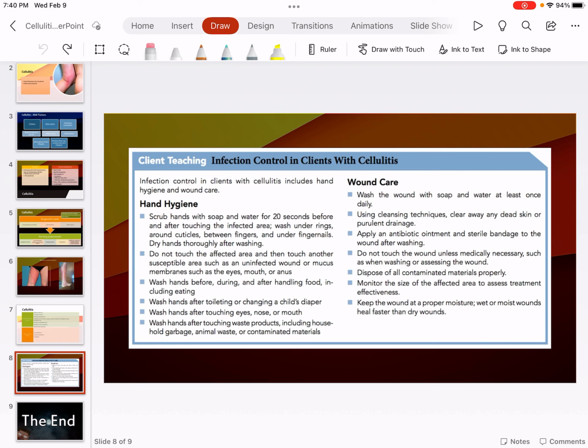And you're going to get a health history to determine if the client has underlying conditions that may increase their susceptibility. So maybe they have diabetes. Diabetes really increases the risk of infection.